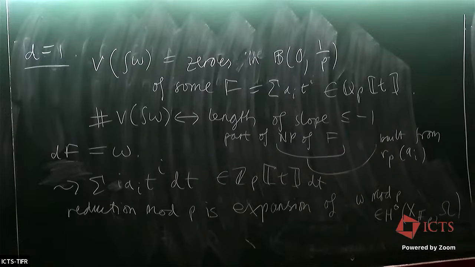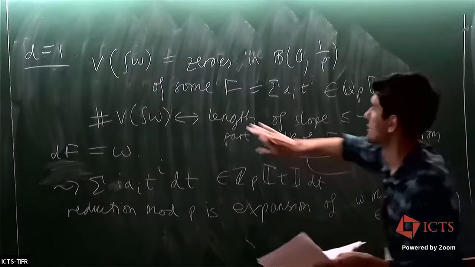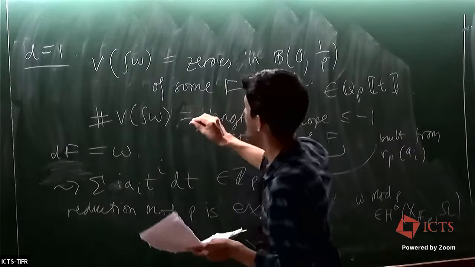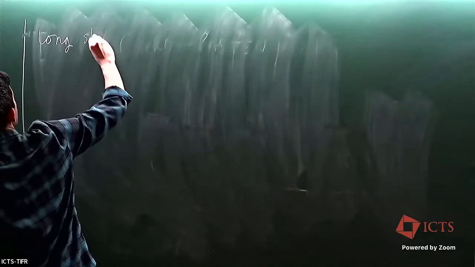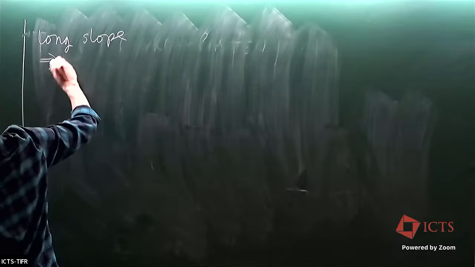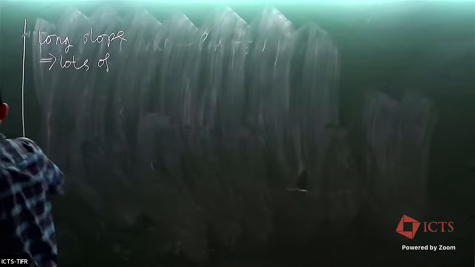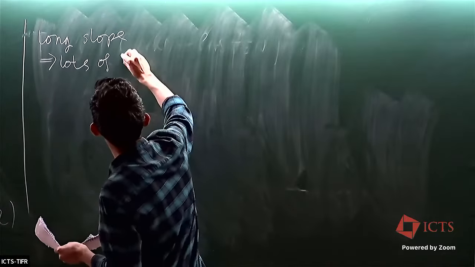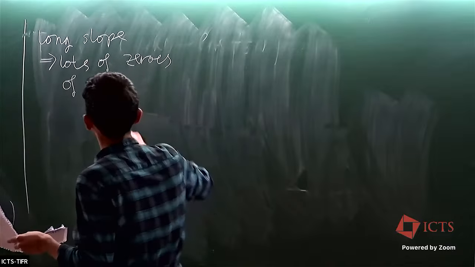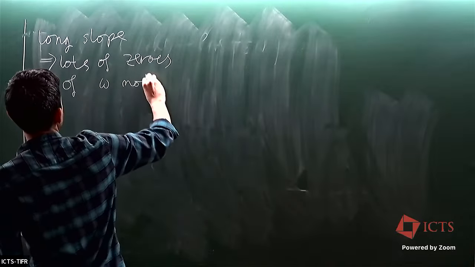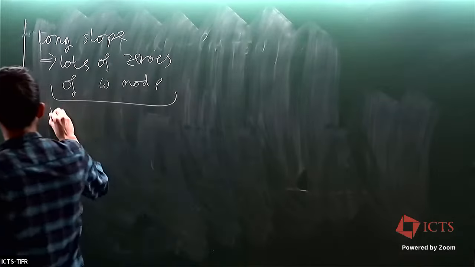Okay, but the number of zeros I'm saying is basically the length of this slope. So actually, it should be an equal. Basically, long slope implies lots of zeros mod p. That's how this building of the Newton polygon from these valuations works. That pops straight out. But these things, theories of omega mod p, are bounded by Riemann.